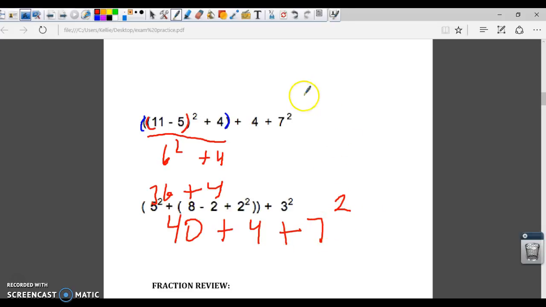Do this one according to PEMDAS. Parentheses, exponents, multiply or divide, add or subtract. 7 times 7 is 49 plus 4 plus 40. Nope, I did it right. Add all these together. Your answer should still be 93.